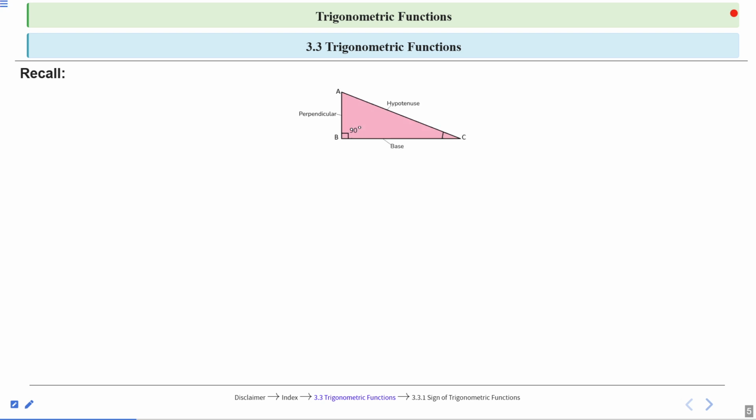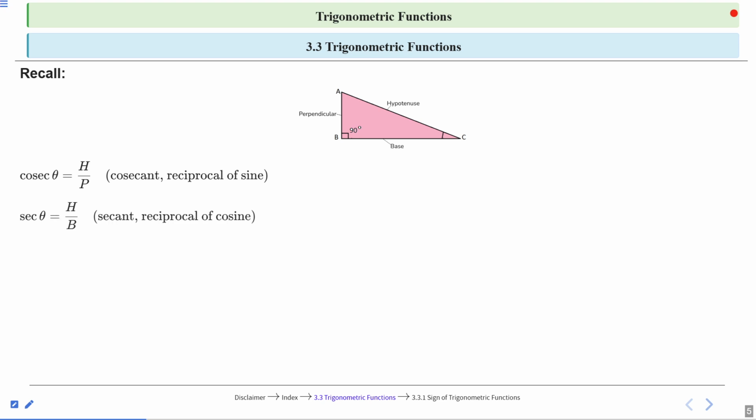Now let's recall again. We have a right angle triangle having perpendicular, base and hypotenuse. Cosec theta is basically hypotenuse upon perpendicular, right? We can write it as cosecant, which is reciprocal of sine. We know that cosec theta is basically reciprocal of sine, because sine theta was perpendicular upon hypotenuse, and cosec theta is hypotenuse upon perpendicular.